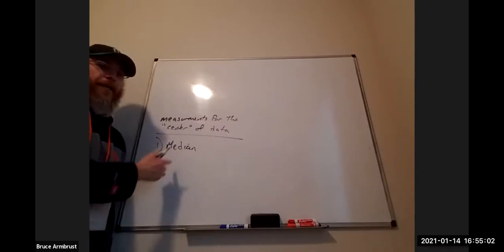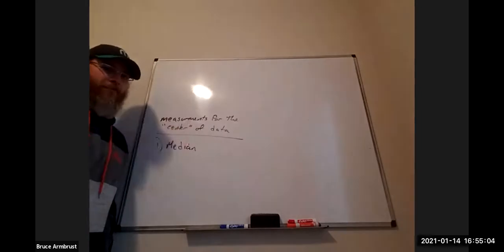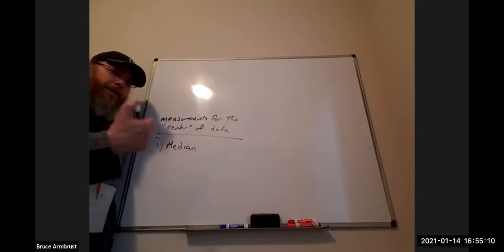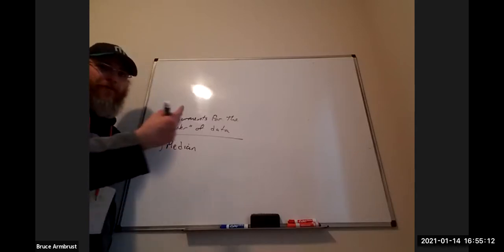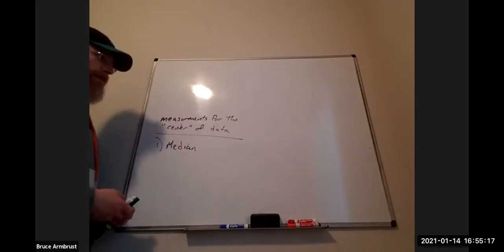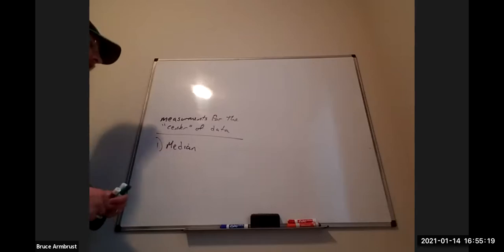But remember, the median is literally the middle value. If you write all of the numbers in order, the one that's smack dab in the middle is your median, or the average of the middle two. All right, so that's one of the things that we often use for the center of our data.